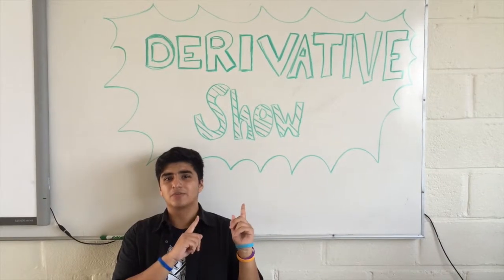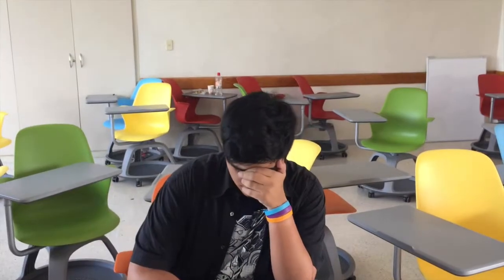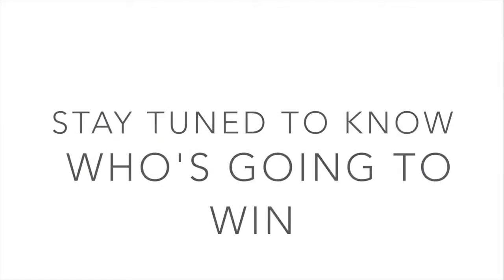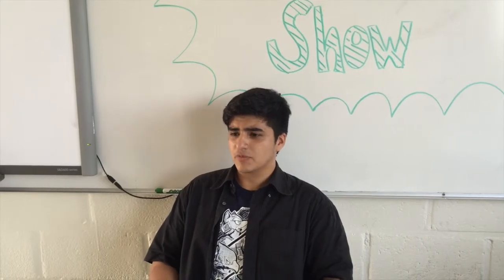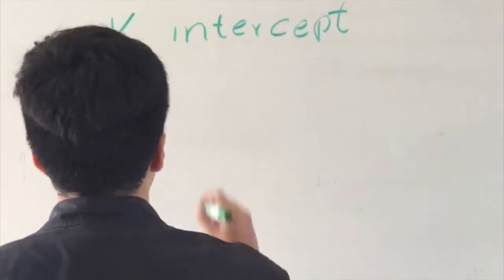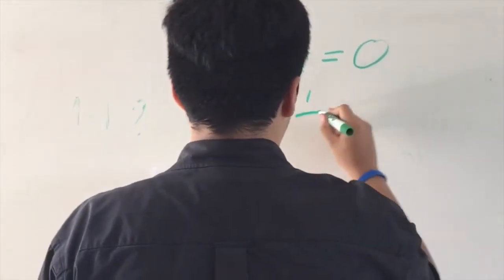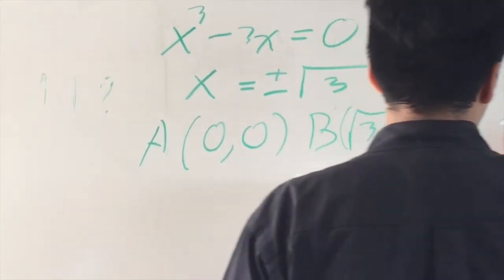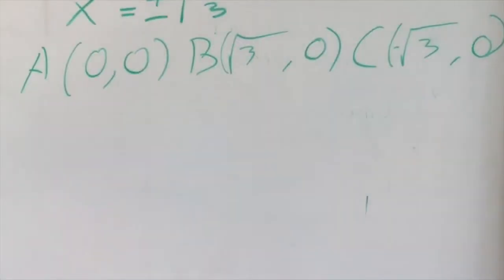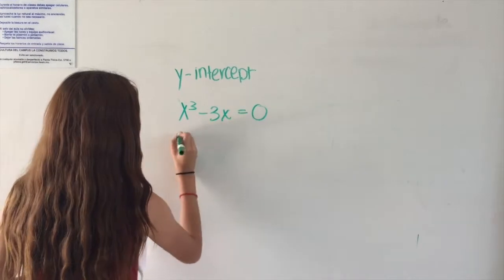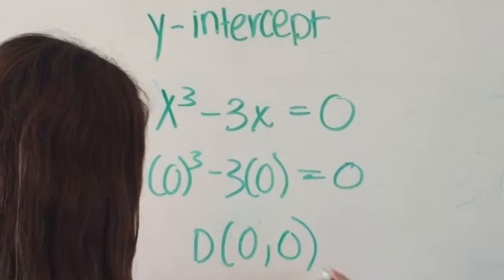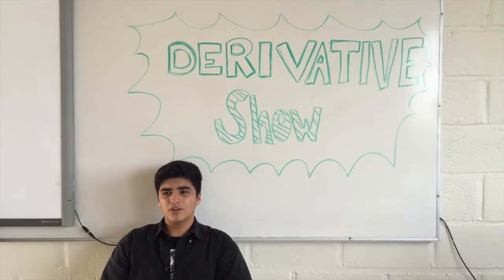So, ready participants? Here's your function. So, are you ready? Lily, you have to get the y-intercept. Rodrigo, you have to get the x-intercept. Okay, now let's see who's faster. You have to get the symmetry.